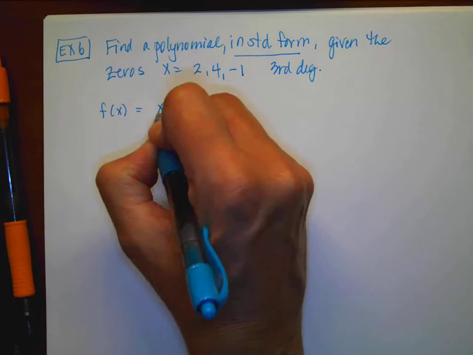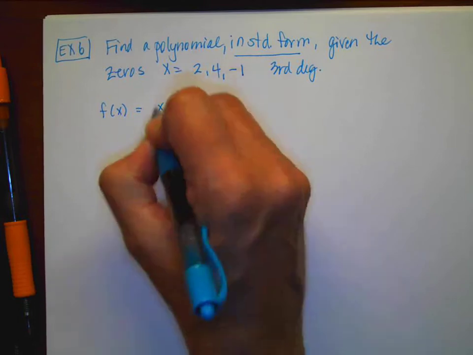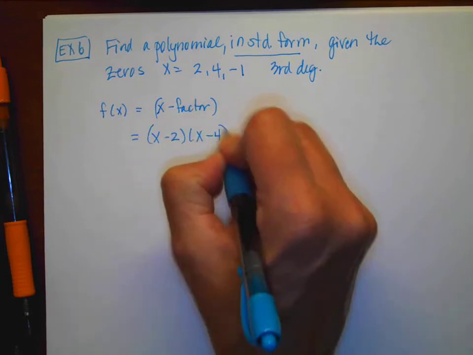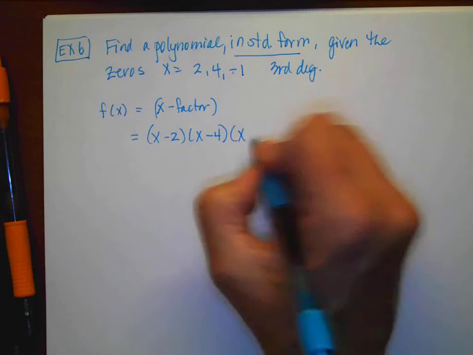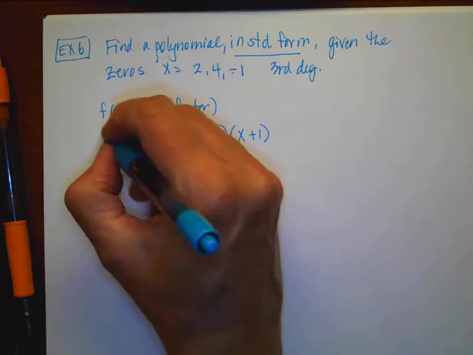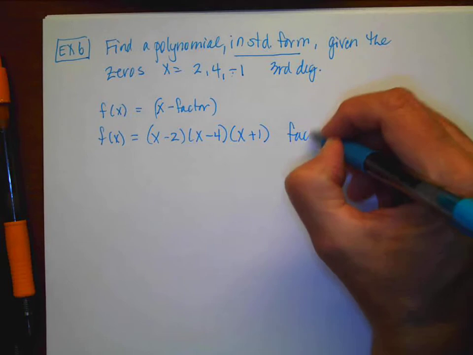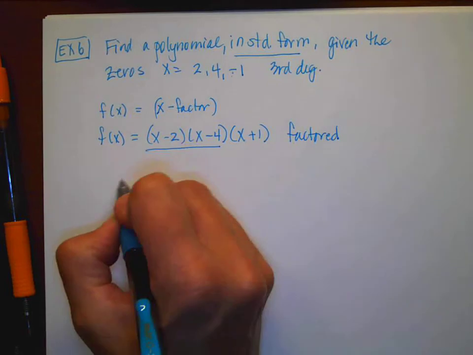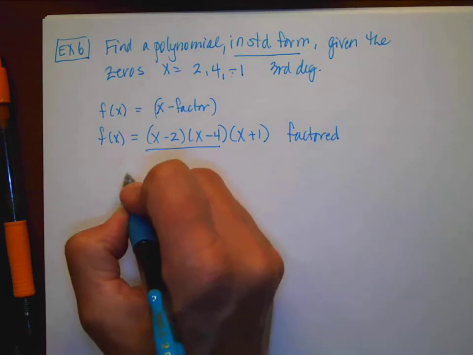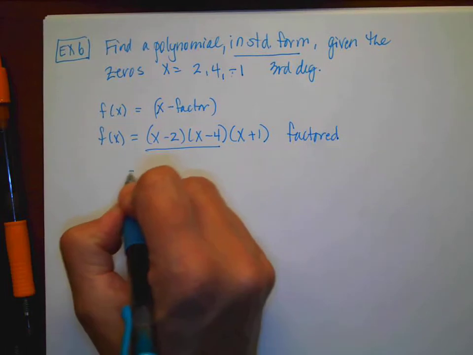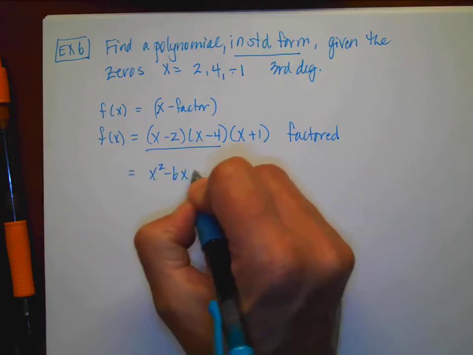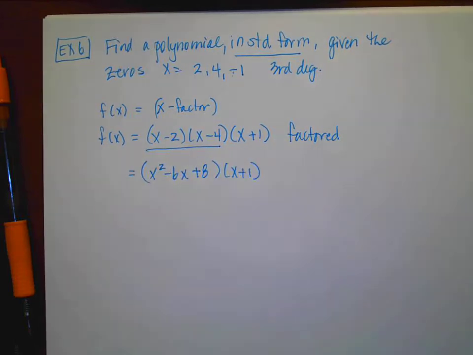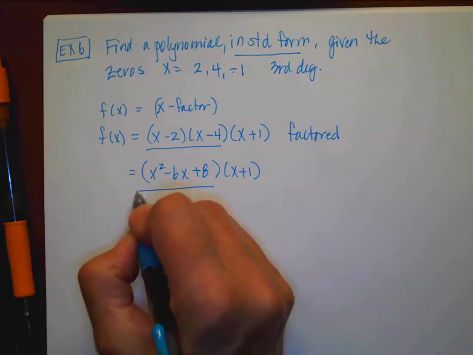So the way that we start is we write it in factored form, because that's easiest. So it's always going to be x minus the factor, right? So if I start, it's going to be x minus 2, x minus 4, and x minus a minus 1, so x plus 1. And this would be my function, but remember, this is in factored form, so now we have to do some more work. So I'm going to distribute those two guys. Actually, we can do this one pretty easily without doing more work. So this is x squared minus 6x plus 8, and then that's going to be multiplied by x plus 1.